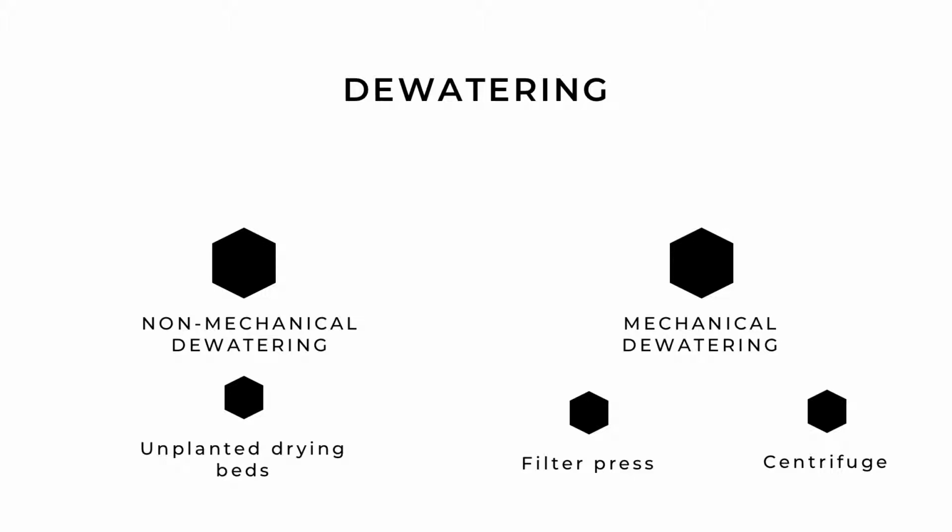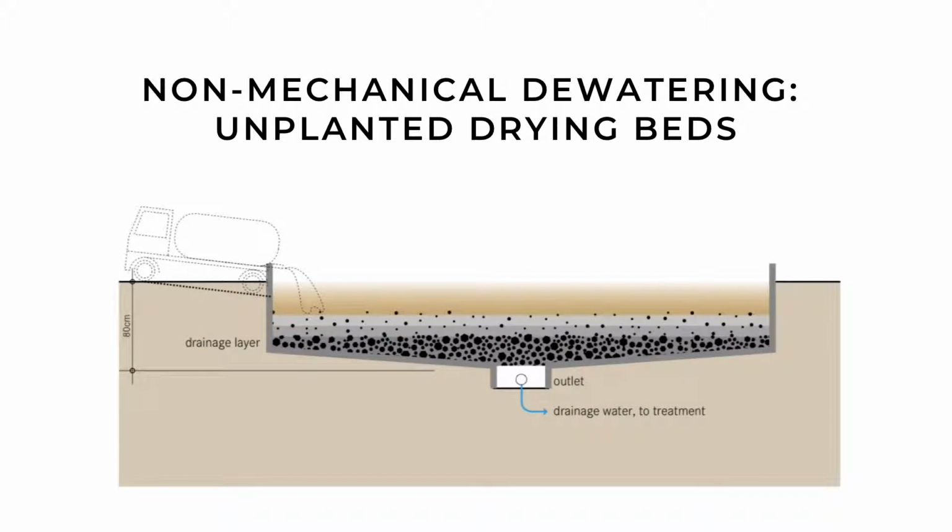Non-mechanical systems rely mostly on percolation to remove the free water and evaporation to remove the remaining water. Such facilities are recommended for small plants. Unplanted drying beds are the cheapest and most frequently used technology for fecal drying.